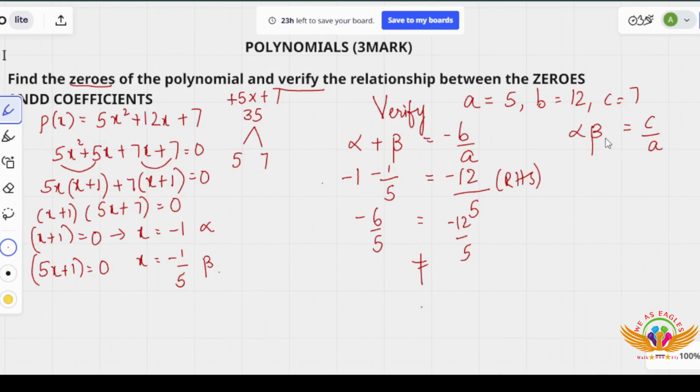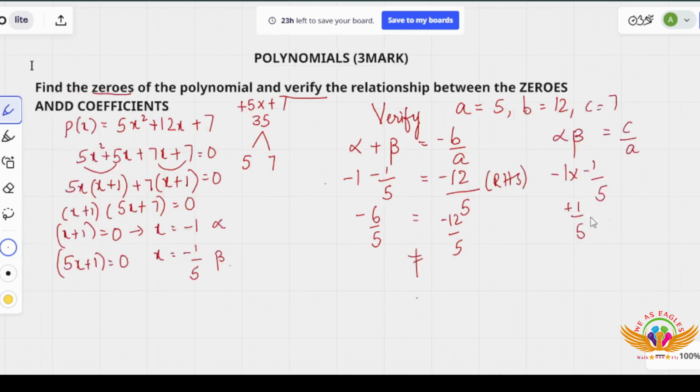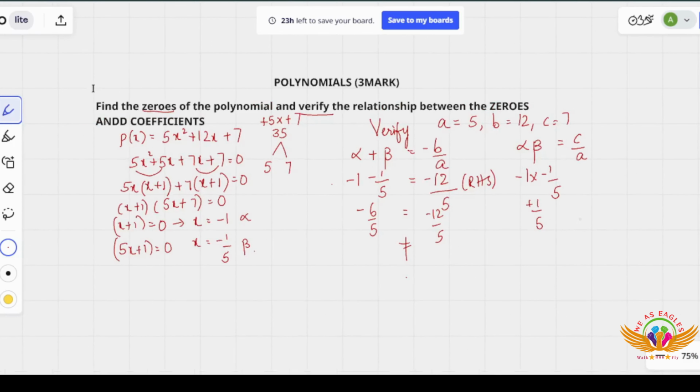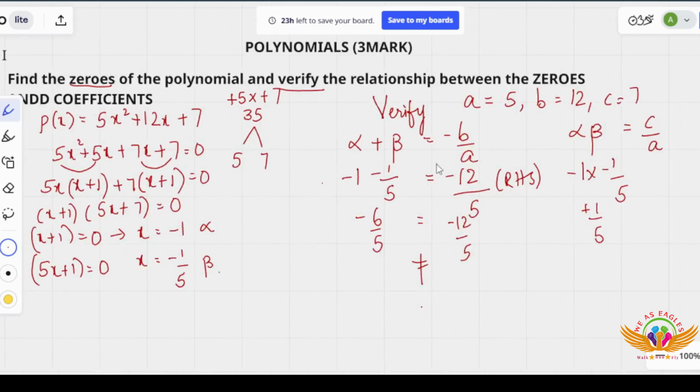Let us check alpha beta equal to C by A. Alpha beta is what? Minus 1 into minus 1 by 5. Okay, yes, plus 1 by 5, I got the answer in my left hand side. And it is equal to c by a. C by a, c is 7 and a is 5. See, here in the left hand side I got 1 by 5, the right hand side I got as 7 by 5.